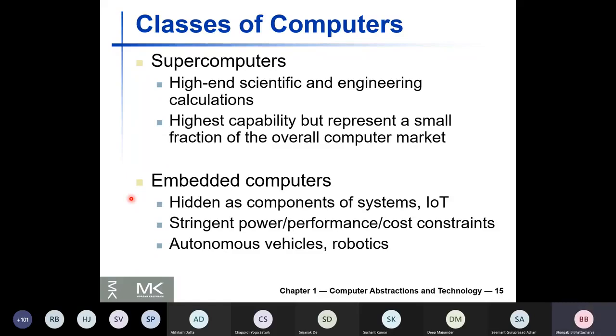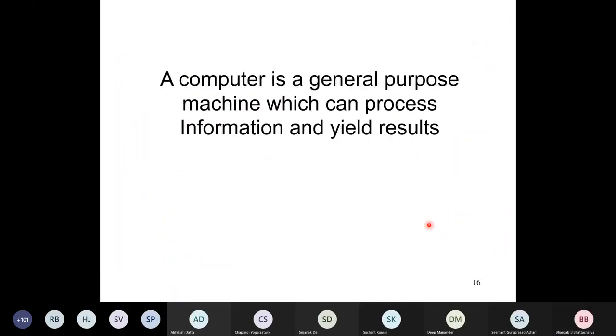The broad market, obviously, is the market of laptops, PCs, servers, the Internet of Things, autonomous vehicles, robotics, and almost all areas of engineering and so on. So, in summary, in short, can you say that a computer is nothing but a general purpose machine which can process information and yield results? Agreed?